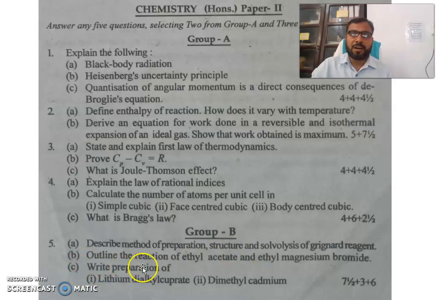Now B, outline the reaction of ethyl acetate and ethyl magnesium bromide, and then write the preparation of lithium dialkyl cuprate and dimethyl cadmium. These questions are from the organometallic.